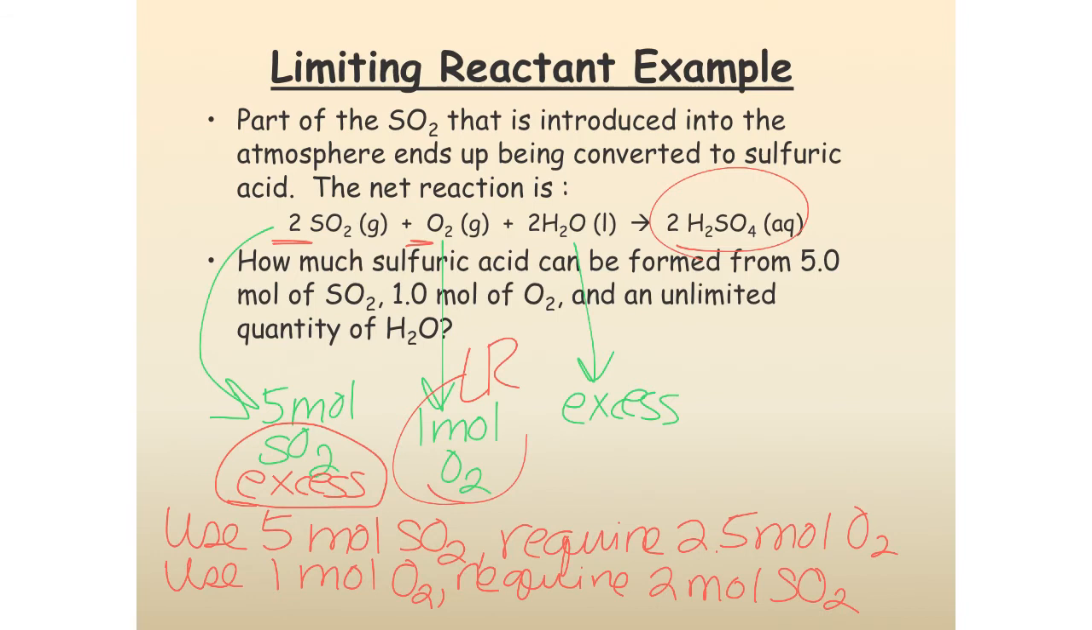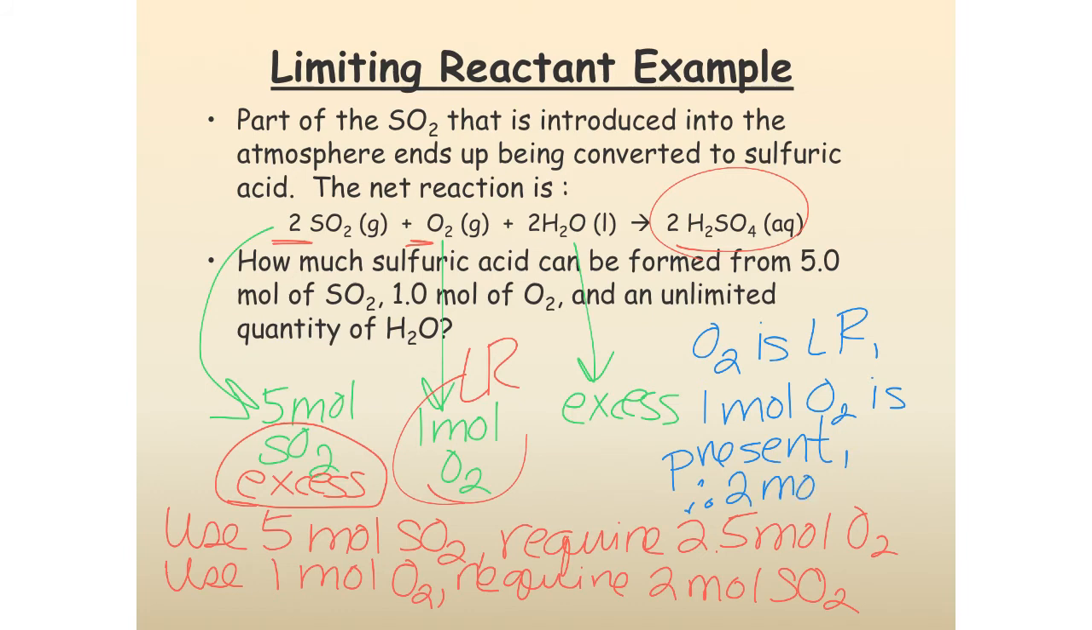So then O2 is limiting reactant. 1 mole of O2 is present. Therefore, 2 moles of sulfuric acid can be produced. And normally I would write this below, but I was a little short on space, therefore had to shove it in the corner there.